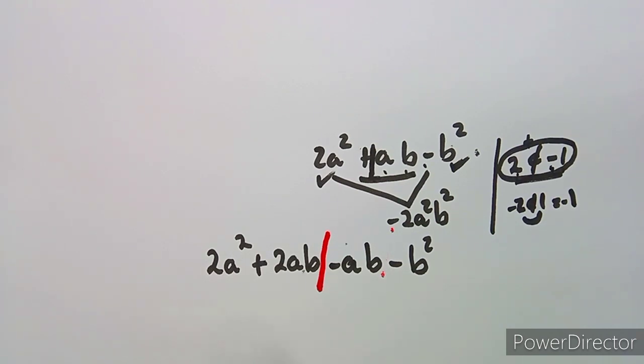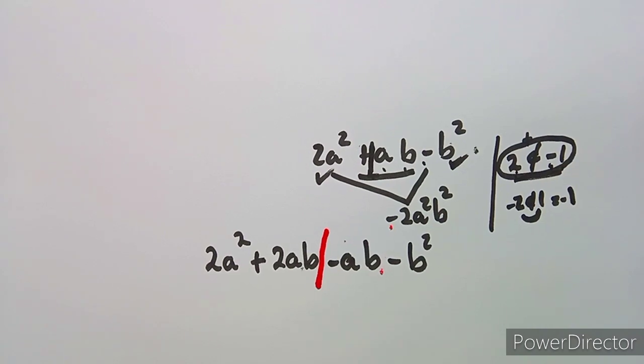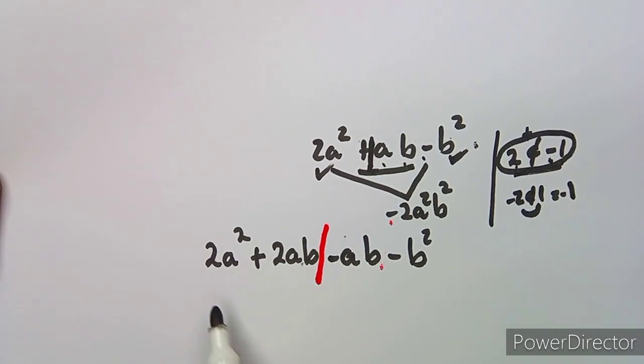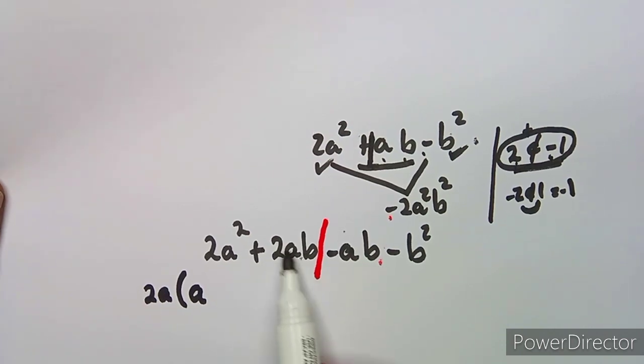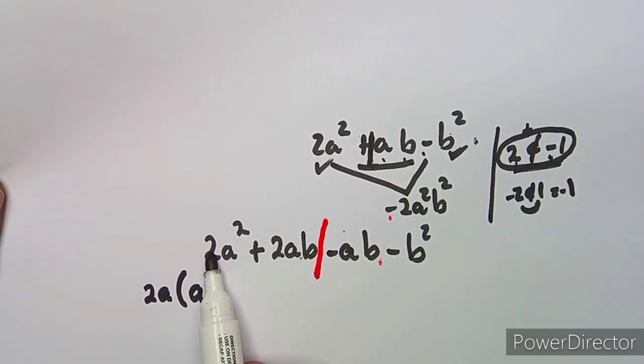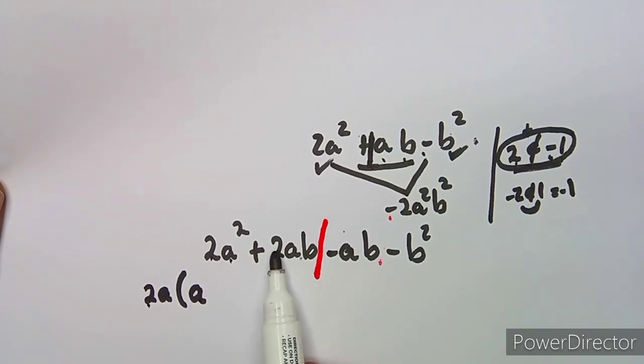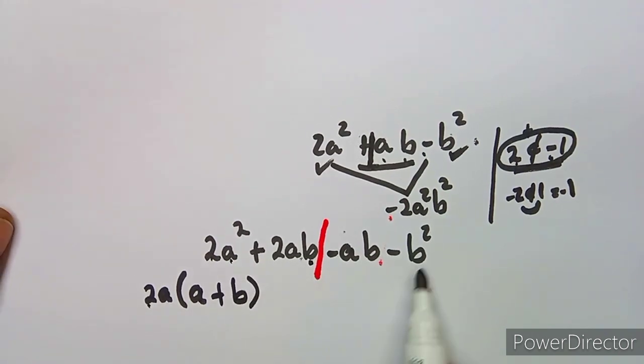Then we factor out what is common here. If we cross check, 2 is common and also a is common, so we factor out 2a. So 2a squared divided by 2a is a. 2ab: take note, 2 and 2 cancel, a squared divided by a is a. So here it's the same, 2a and 2a cancel, which means we remain with b, so it's plus b.